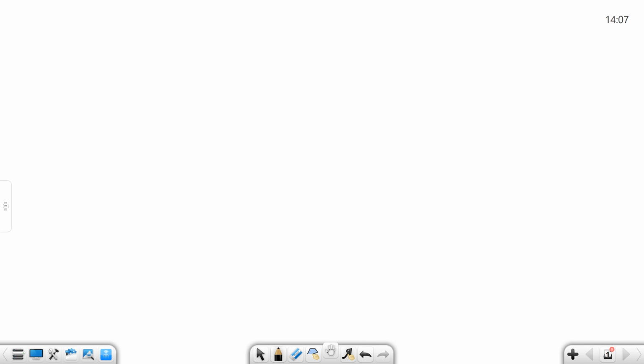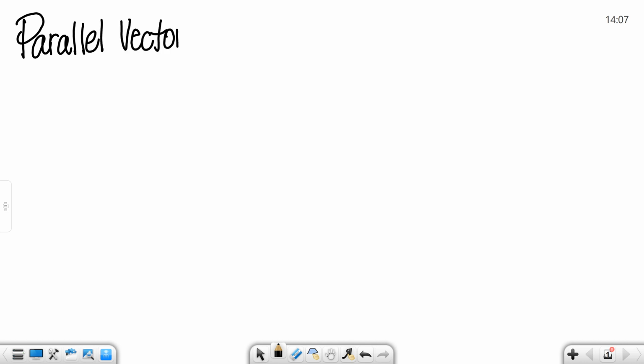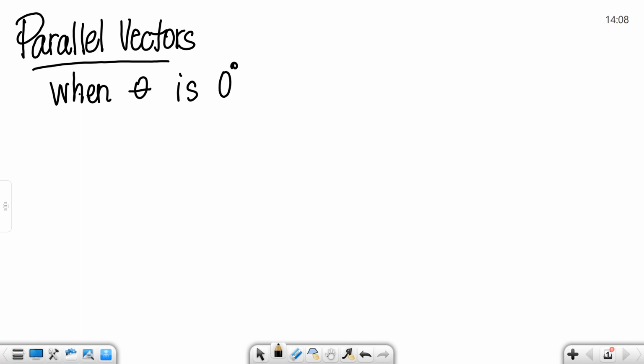Right, we have two little vocabulary words to talk about. Parallel vectors. Now we know that means that their slopes would be the same, but what else does that mean? If we have two parallel vectors, that happens when theta is 0 degrees or when theta is 180 degrees. Now remember, theta is the angle between the two vectors.